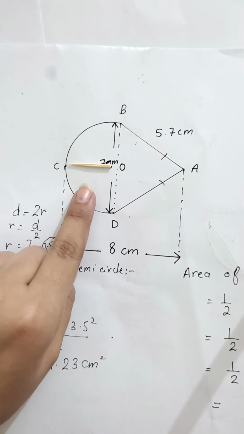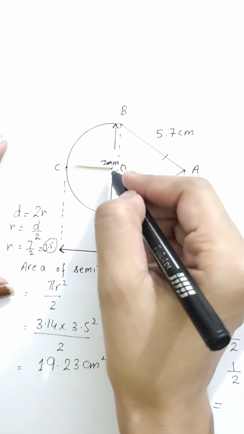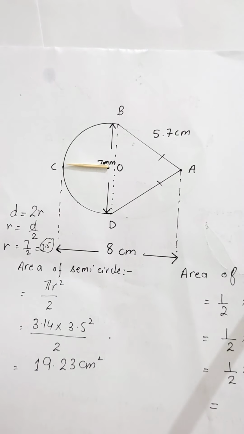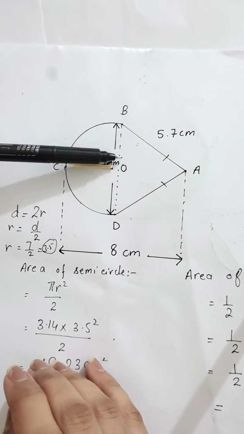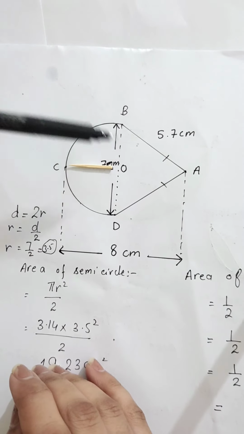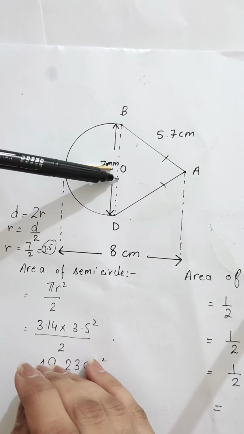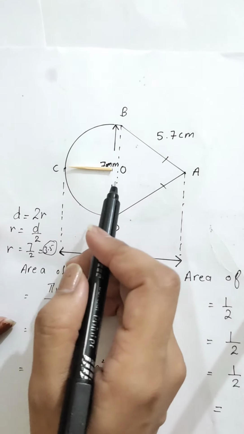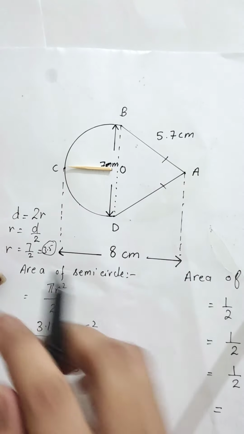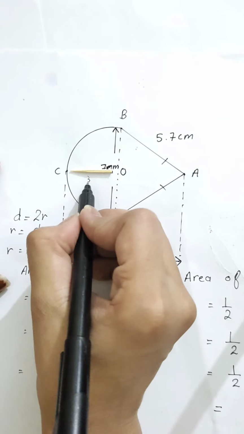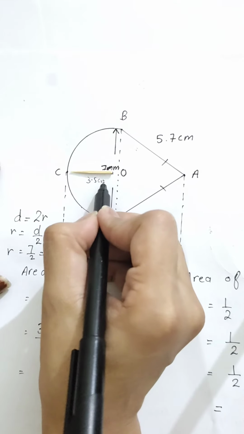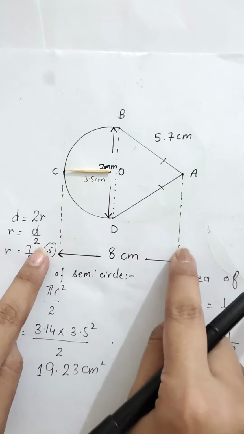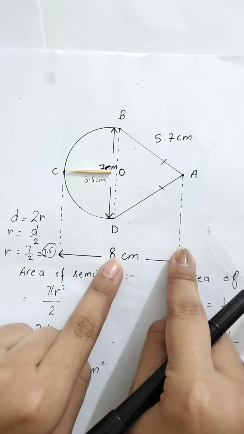It is again a radius, because radius is from the center point to the boundary of a circle. We will not just say the radius from A to B or to D; radius from point O to B, from point O to D, and from point O to C. It is again a radius, and the length of this radius is 3.5 centimeter.